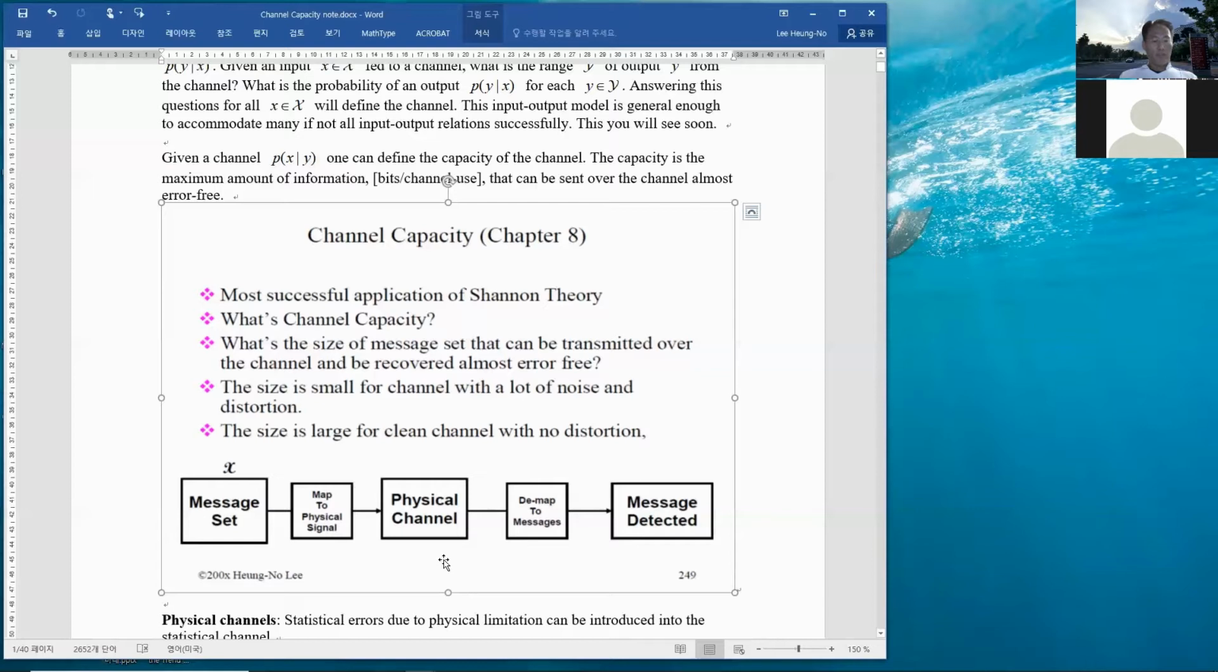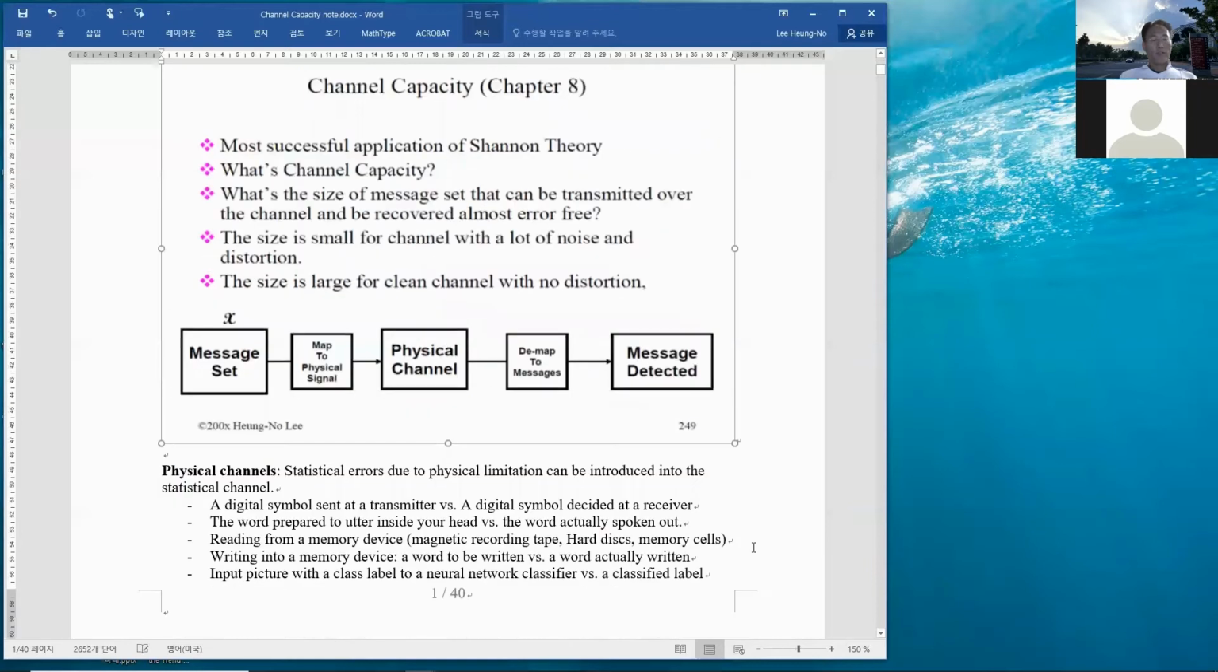So there is a physical channel, and you can send information over this physical channel. Once you select a message from a message set, then you need to find a physical representation of your message, and this physically represented signal is sent over the channel. Then at the receiver side, you receive this physical signal, and you map that signal to a message within the message set. That's how you detect the message.